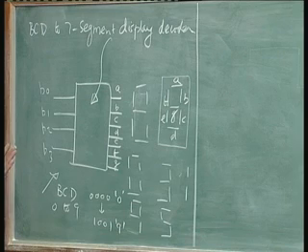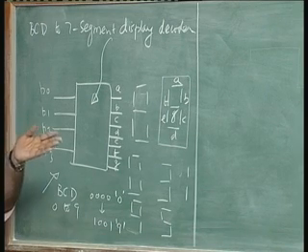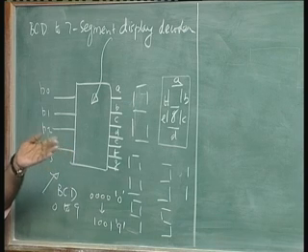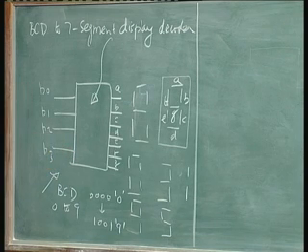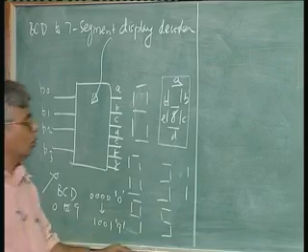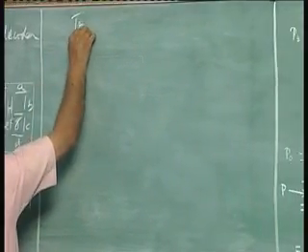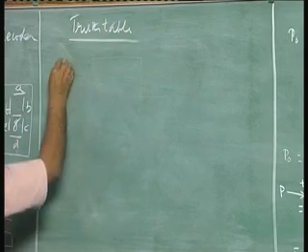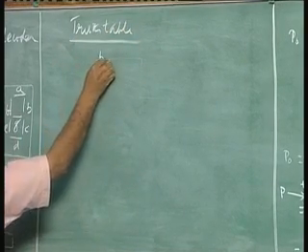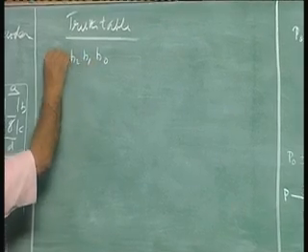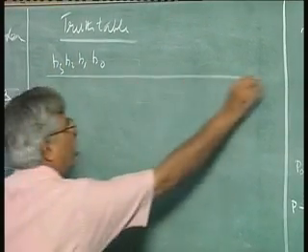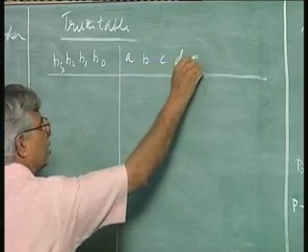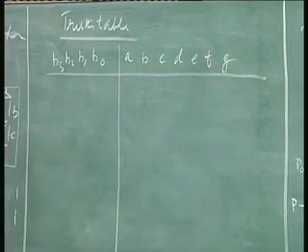Give the code, tell me which LEDs I should make glow and which LEDs I should switch off, then I will have the final outcome. So, we will write the truth table for this. The inputs are B0, B1, B2, B3, and the outputs are 7 in number: A, B, C, D, E, F, G. 4 inputs, 7 outputs.